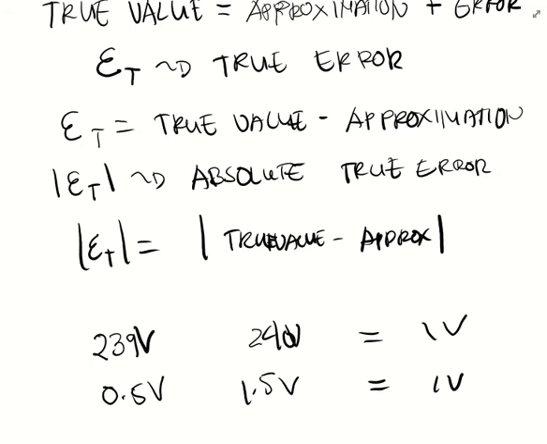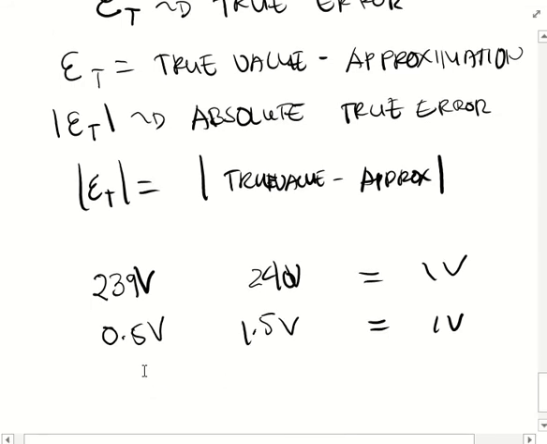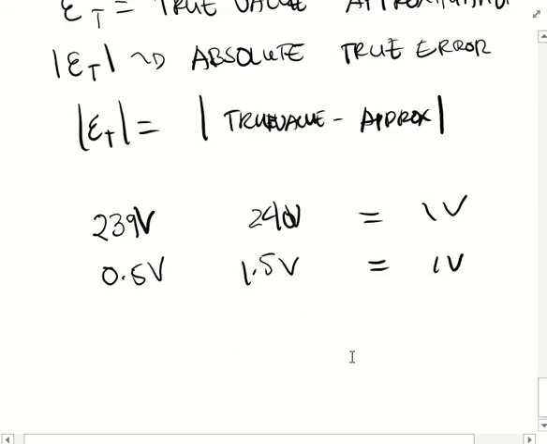Nope, it's not okay to use 0.5 volts. Why? Because that's almost 1/3 of the original 1.5. You cannot do anything about that. So, although they have the same true error, the last example here is much worse than the first one. The first one, that's good, that's okay, 239, 240. The second one, that's the worst measurement. 0.5 is not a good measurement if you're measuring a 1.5 volt power supply.